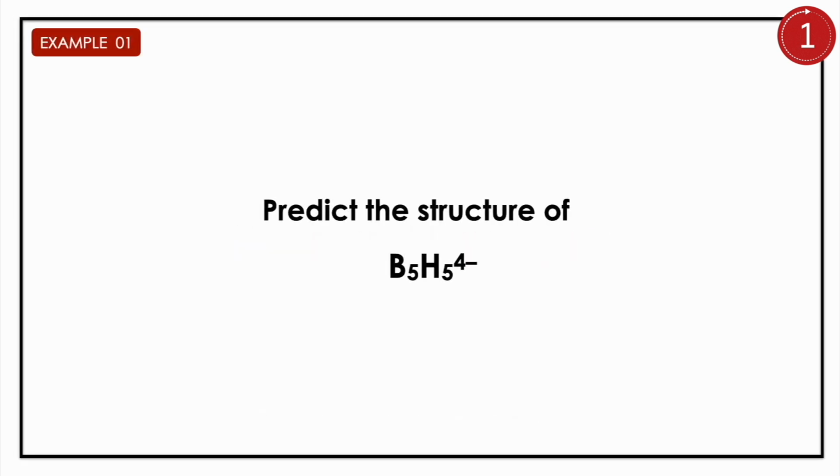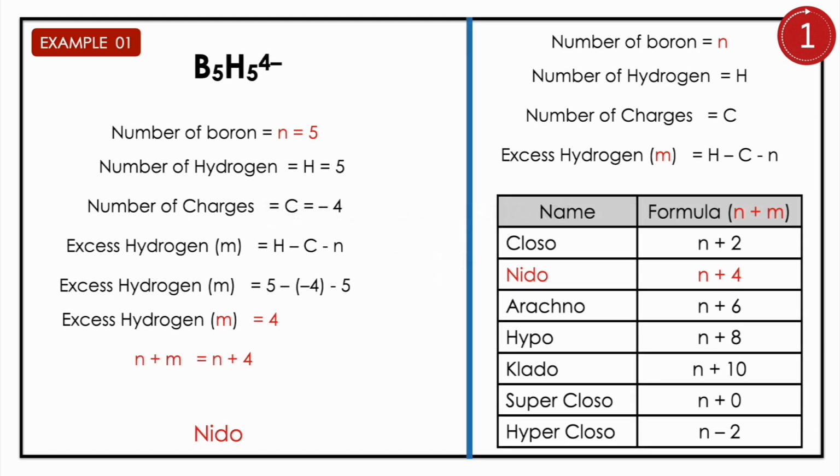Let us see the first example. Here B5H5 4 minus is given. You have to find the structure using Wade's rule. We will go by the basics. It is a simple borane, so we will go step by step.